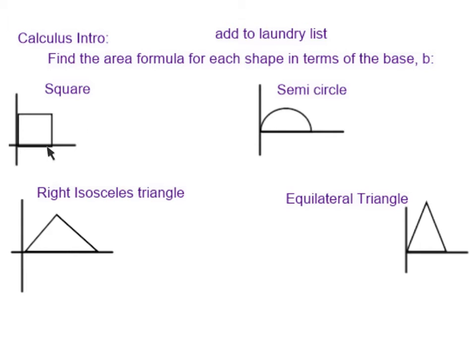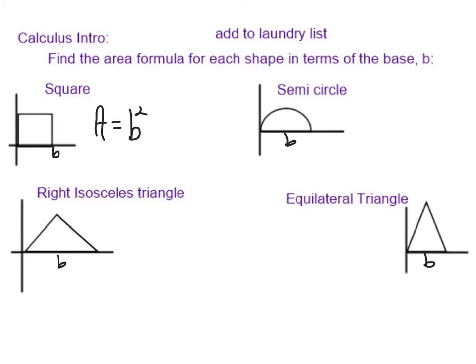So I've got this square along the base, I've got the diameter of a circle along the base, I have the hypotenuse of a right isosceles triangle along the base, and then equilateral just means they're all three sides, so I just put one of them on the side. And so we are going to call this part that's along the base B. So I'm going to put this little B here, and then the B on the square is along the bottom. And then I'm going to find the area formula in terms of B. So the area of a square is just base times base, or base squared.